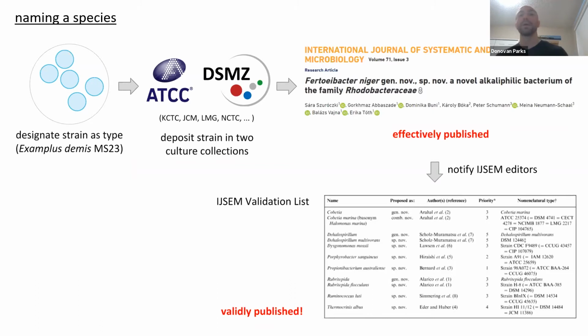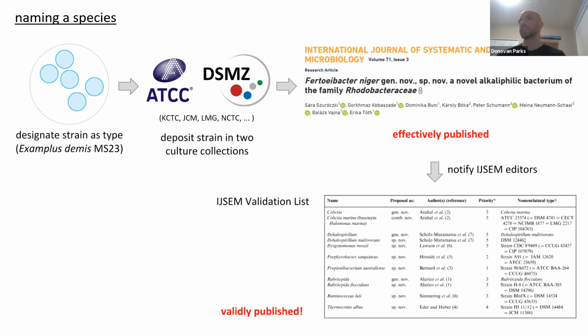So how this works is, imagine you're doing some study, you've discovered a new strain, and you believe this is a new species, so you want to get it validly recognized. The first thing you need to do is actually get your strain into culture. You then need to submit that culture to 2 different culture collections, of which there are many throughout the world. ATCC is the American Type Culture Collection. DSMZ is out of Germany. KCTC is out of Korea. I believe JCM is out of Japan. So there are many of these.